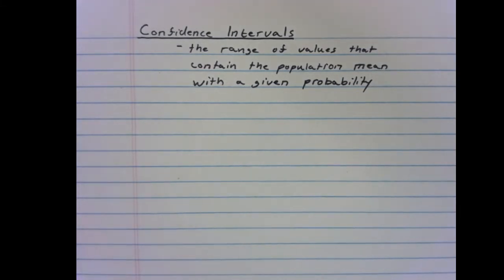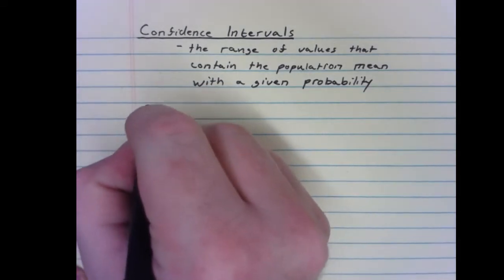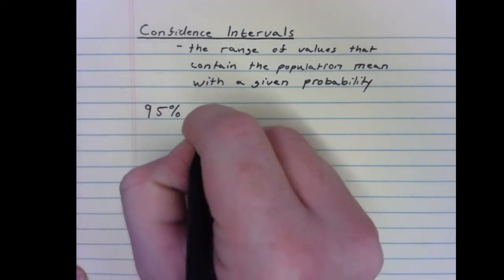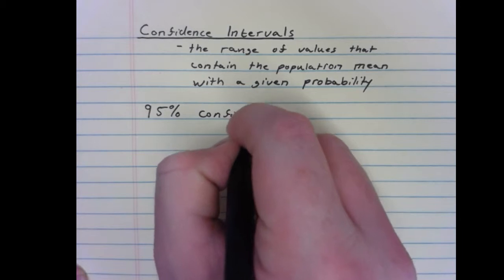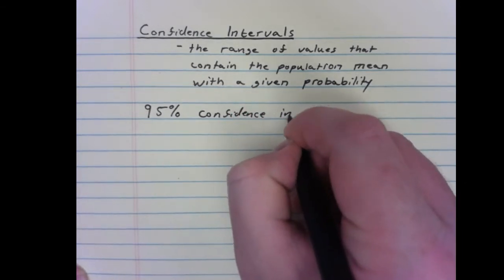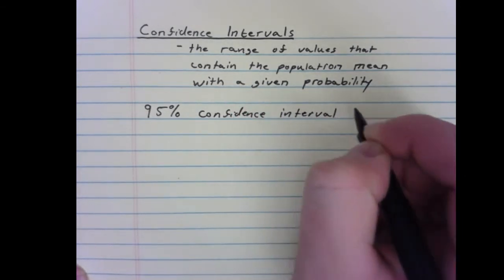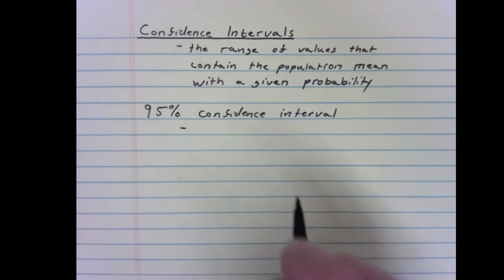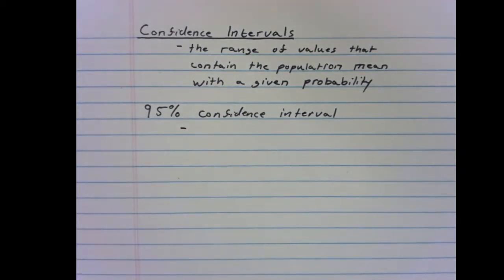All right, so let's go about calculating one such interval. Probably the most common type of confidence interval you're going to run across is what's called a 95% confidence interval. Which, when we break that down, is the range of values that have a 95% chance of containing the population mean. Now, if we're going to calculate it, there's going to be some numbers that we're going to need.